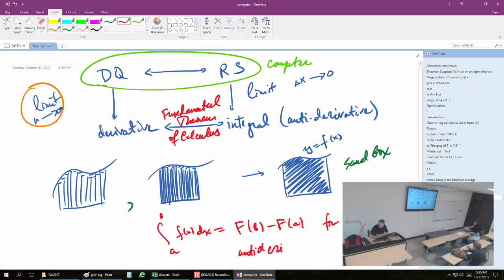Of calculus. So integration and differentiation are the opposite of each other. So we will revisit this shortly. Let me write it out just in case.